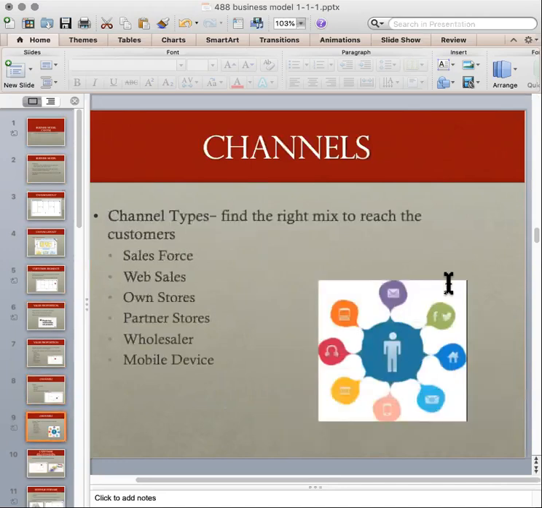It's important to find the right mix of channel types to reach the customer segments you'll be targeting. These can include any combination from the list here, including sales force, web sales, owning different stores, utilizing partner stores or wholesalers, and mobile devices.